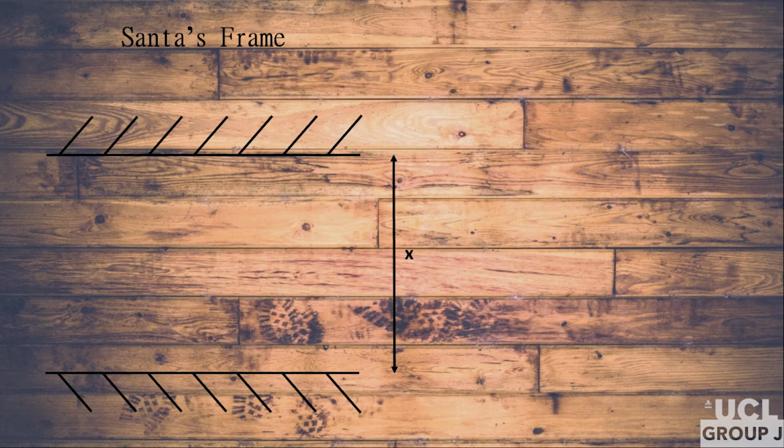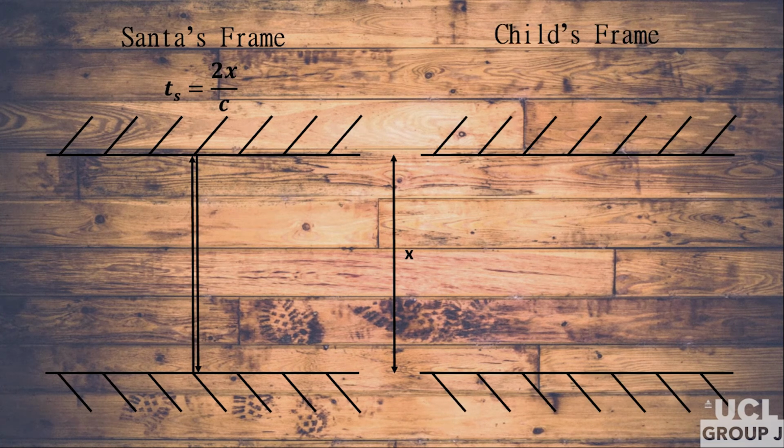In Santa's frame of reference, the sleigh appears to be at rest, and according to him, the photon takes 2x over c to travel up then back down, where x is the distance between the 2 mirrors. In the child's frame, the photon appears to go diagonally upwards and downwards as the sleigh moves forwards. This can only be seen as the sleigh is moving very fast. It has to travel around the world in one night.